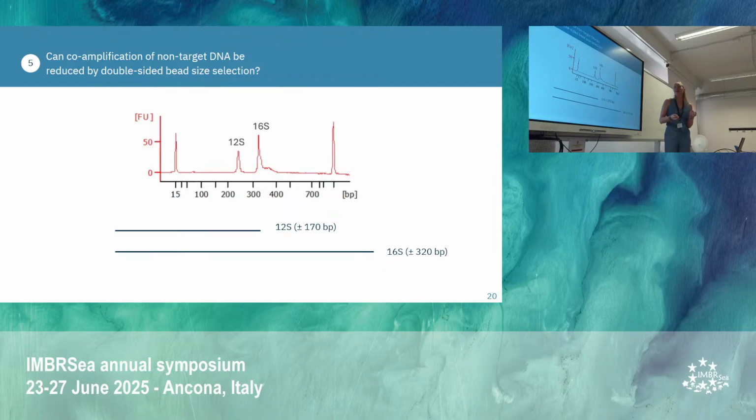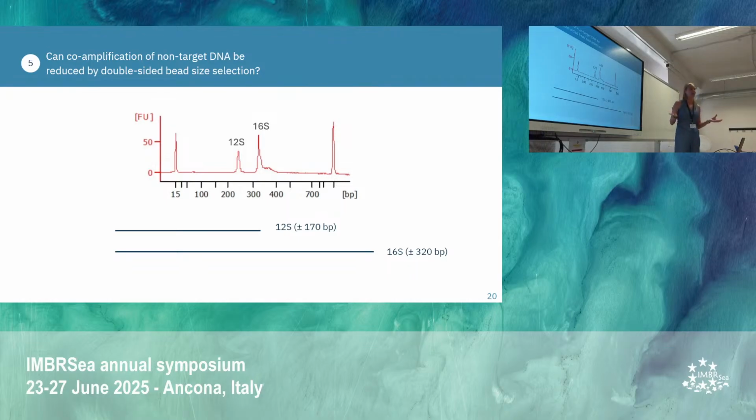So I wanted to try to reduce the inclusion of this larger 16S peak to improve my overall data quality by minimizing wasted sequencing effort going to the 16S gene. And I tried this with a double-sided bead size selection, which is a purification strategy using magnetic beads to remove smaller and larger DNA fragments by using 2 bead-to-sample ratios.